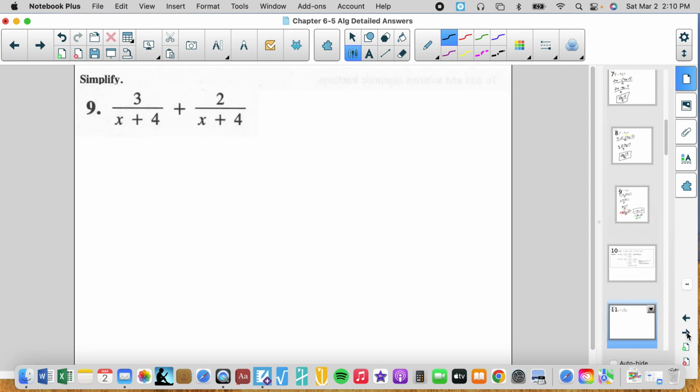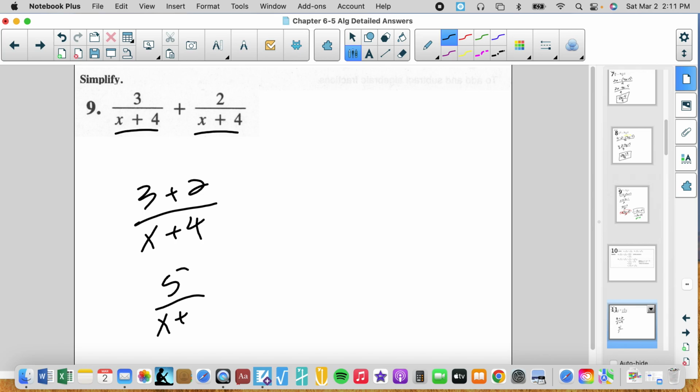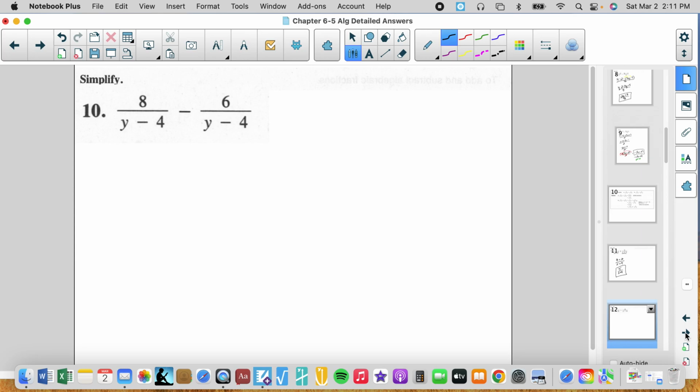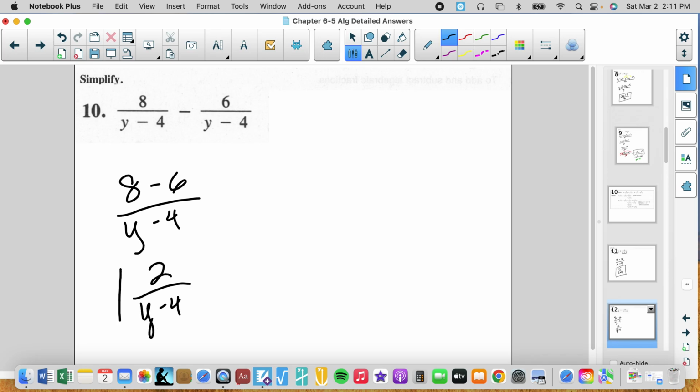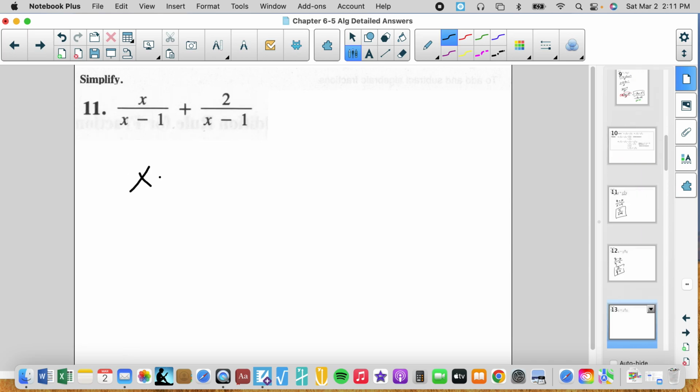Now, we have binomials in the denominator. Since they're still the same, we can combine their numerators. Just because it's two terms doesn't mean that we can't simplify or combine numerators. So we get this. We just got to make sure that the denominators or the binomials are the same, which they are. And this is 8 minus 6, y minus 4. 8 minus 6 is 2 over y minus 4. Can't cancel the 2 and 4 because the denominator is adding and subtracting. X plus 2 over x minus 1.